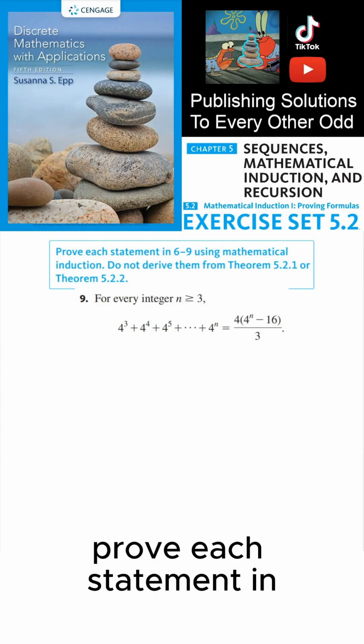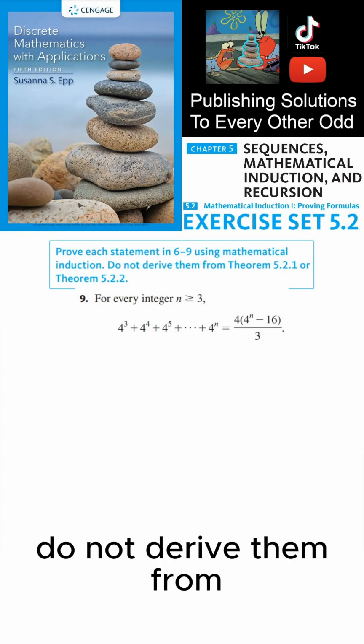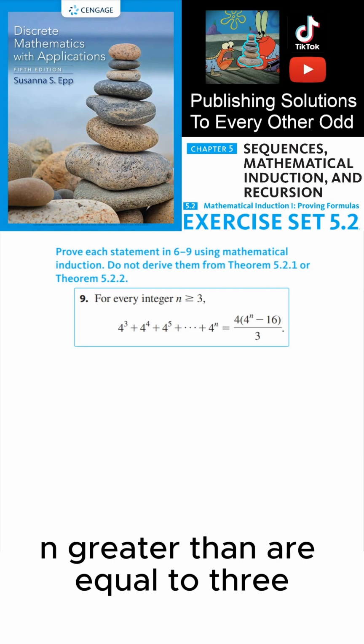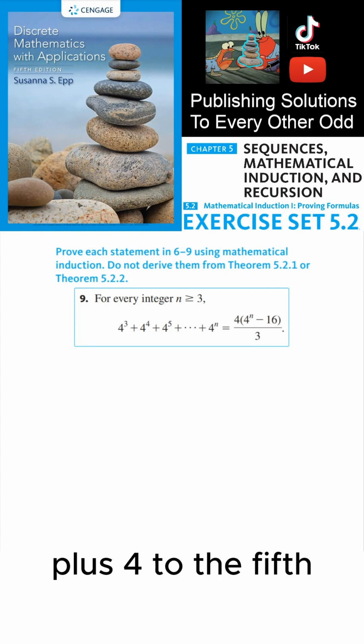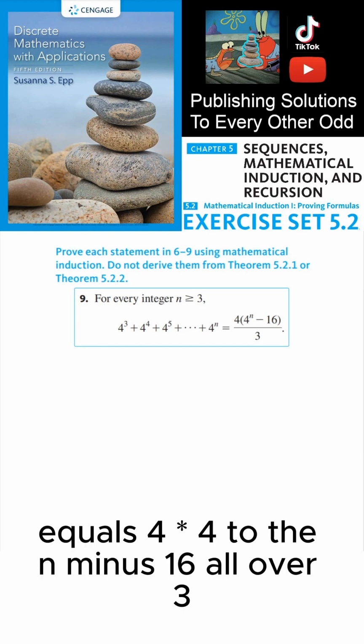Prove each statement in 6 through 9 using mathematical induction. Do not derive them from Theorem 5.2.1 or Theorem 5.2.2. For each integer n greater than or equal to 3, 4 cubed plus 4 to the 4th plus 4 to the 5th plus ... plus 4 to the n equals (4 times 4 to the n minus 16) all over 3.